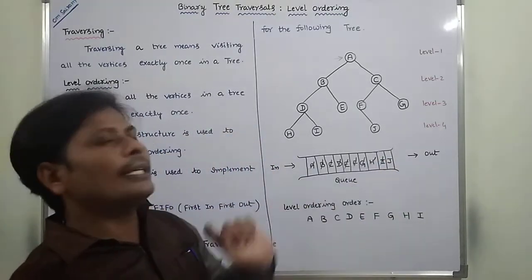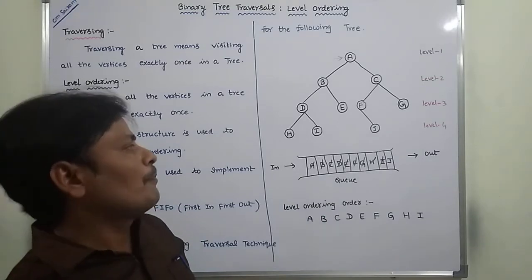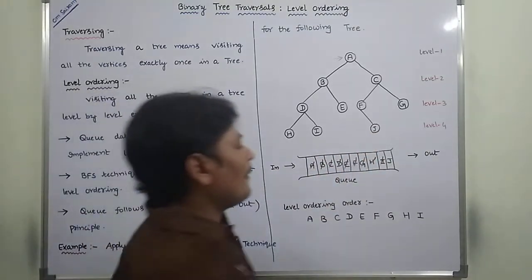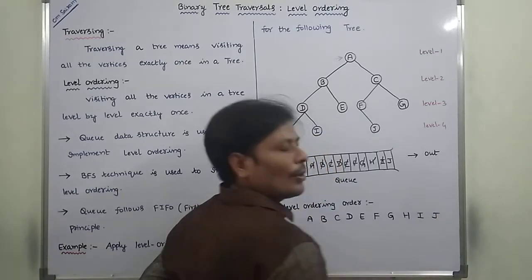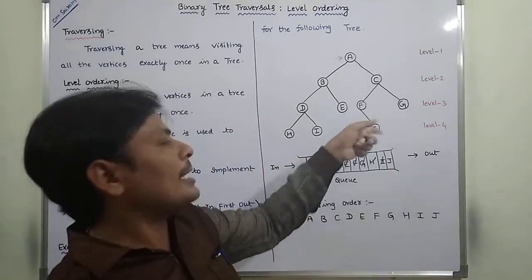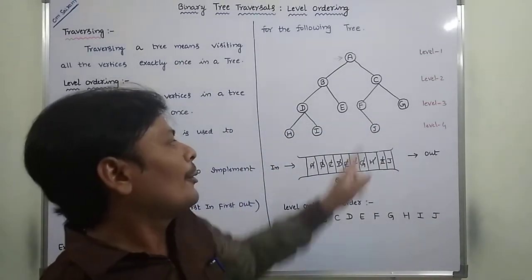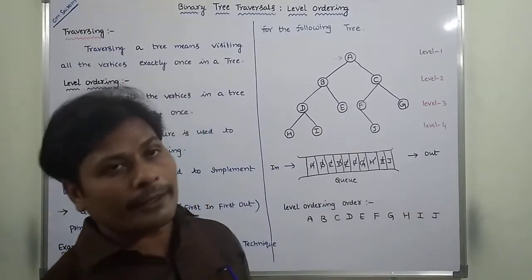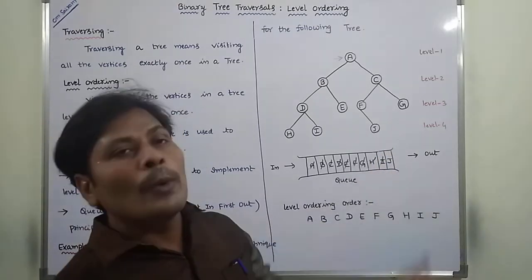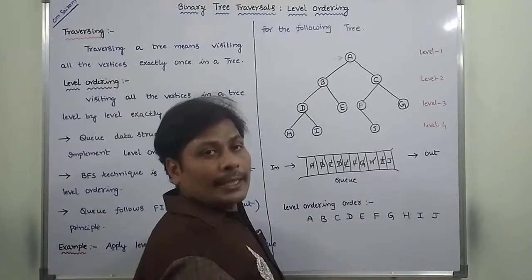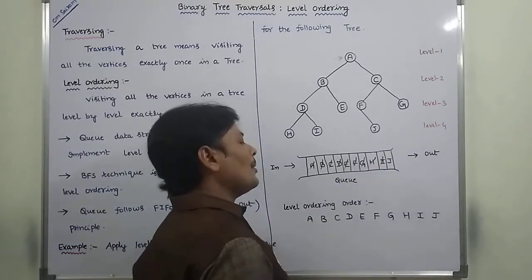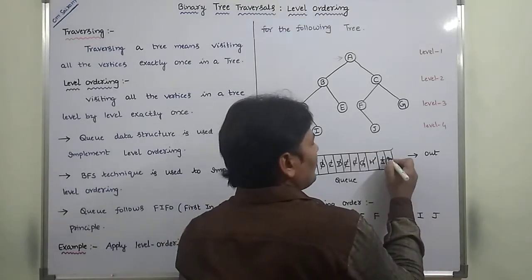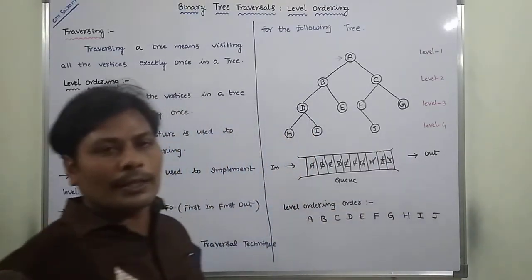Next element in the Q is J. Now consider J. First visit that node. Next, what are the adjacent vertices of J? Only vertex F is there, but vertex F is already visited. There are no adjacent vertices except F. So J is removed from the Q.